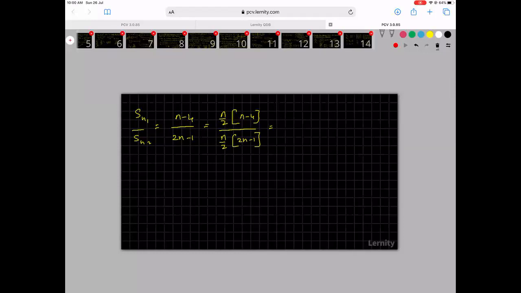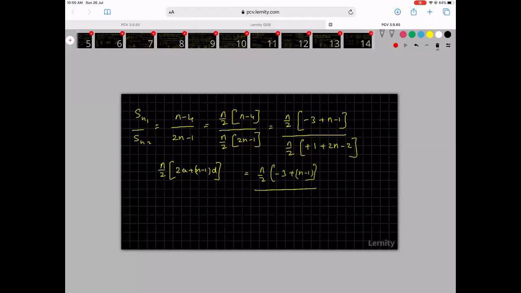Now I'll write it in the format in which I want. What is the format? n by 2 into 2a plus n minus 1 into d. So this is what I want. Let me write it this way. So it is n by 2 into minus 3 plus n minus 1, divided by n by 2 into plus 1 plus 2n minus 2. So I added plus 1 minus 1. Now the numerator looks like n by 2 into minus 3 plus n minus 1. The denominator looks like n by 2 into 1 plus 2 times n minus 1.